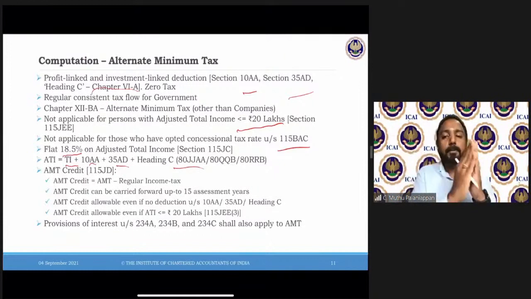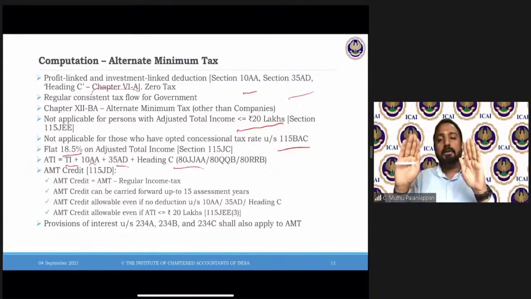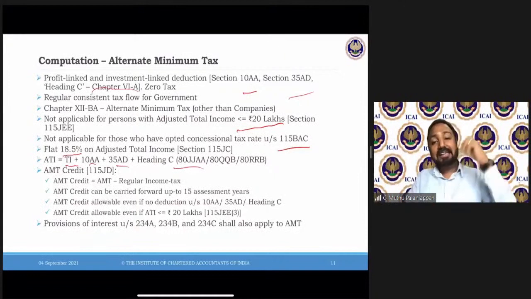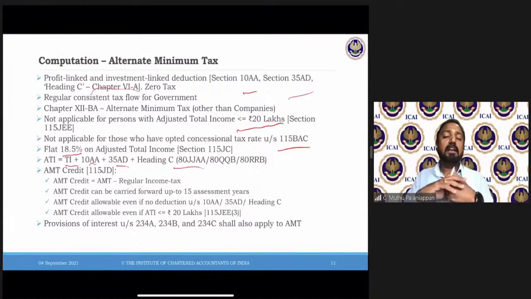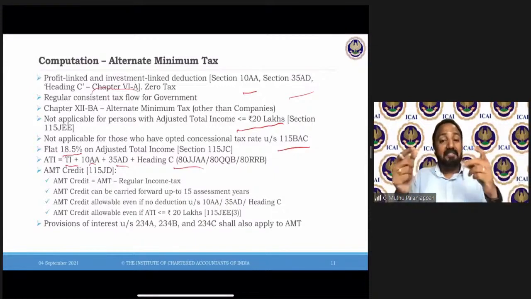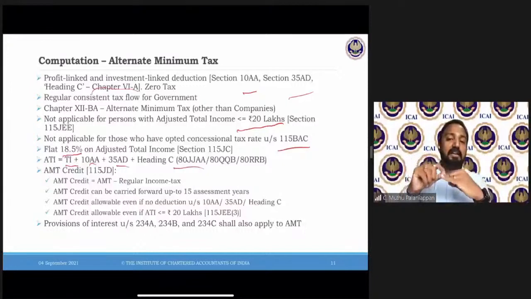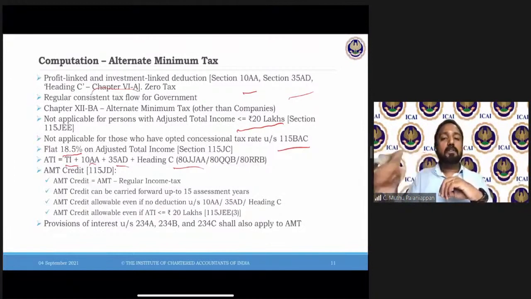How do you compute 18.5%? You compute regular income tax. If alternate minimum tax is higher, if this 18.5% is higher, then you pay this. The difference between your alternate minimum tax and regular tax can be carried forward as a credit for a period of 15 years. This carry forward and adjusting will happen irrespective of whether you have deduction or exemption in that year, or your income is more than 20 lakhs or less than 20 lakhs. Whatever your situation is, you can claim this credit in the subsequent year.